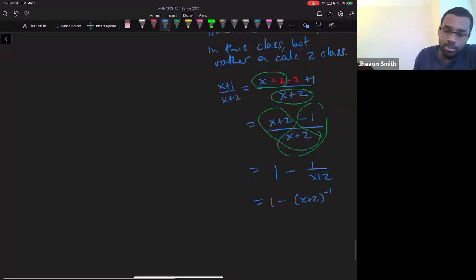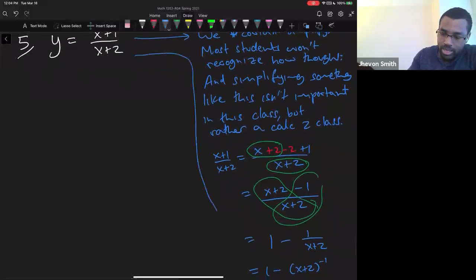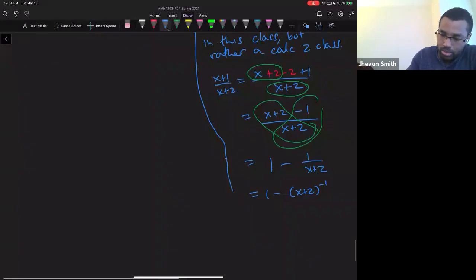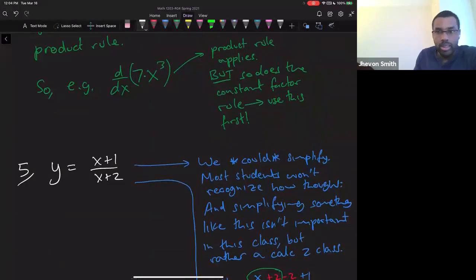Okay. But at this point, if you didn't see that, I really wouldn't sweat it. Simplifications like that aren't particularly necessary in this course.